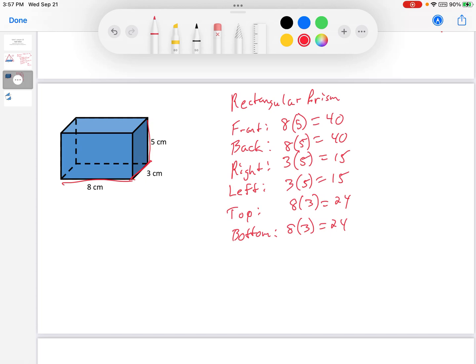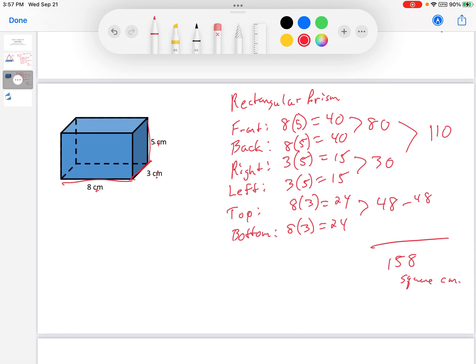And so now we'll find the total. So 40 and 40 is 80, 15 and 15 is 30, 24 and 24 is 48, 80 and 30 is 110, 110 and 48 is 158 square centimeters in this case. Any questions on finding the rectangular prism surface area? One way to think about it is I'm doing 8 times 5, 8 times 3, and 3 times 5. All the different choices, and each of them gets done twice.